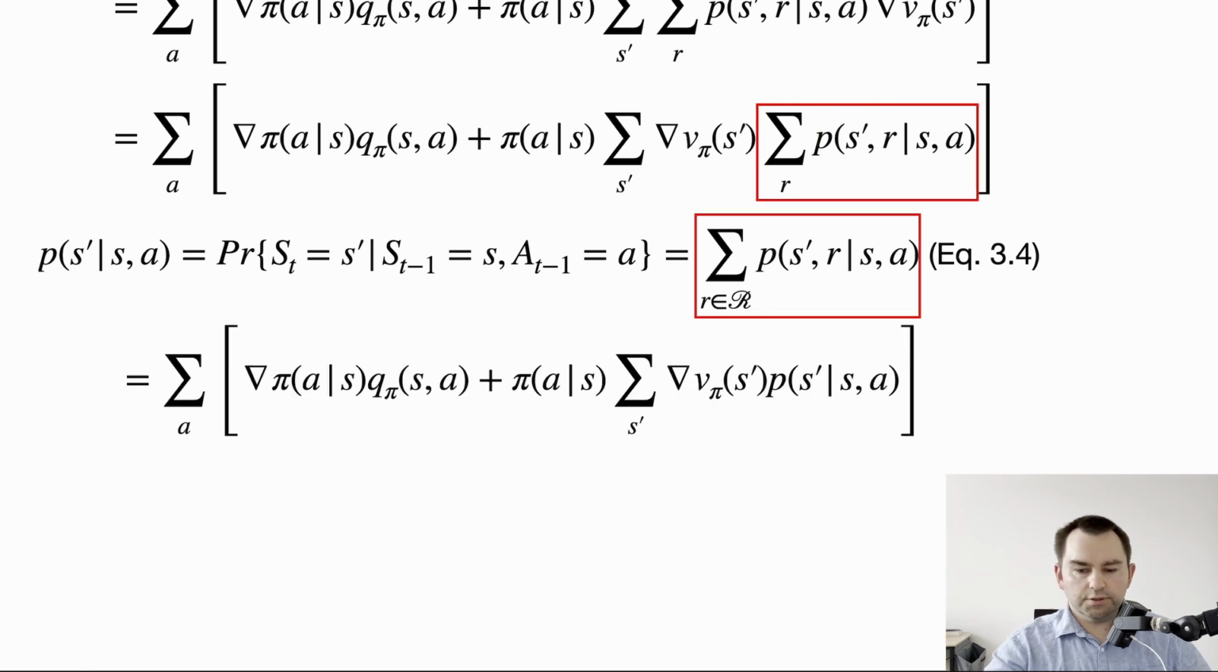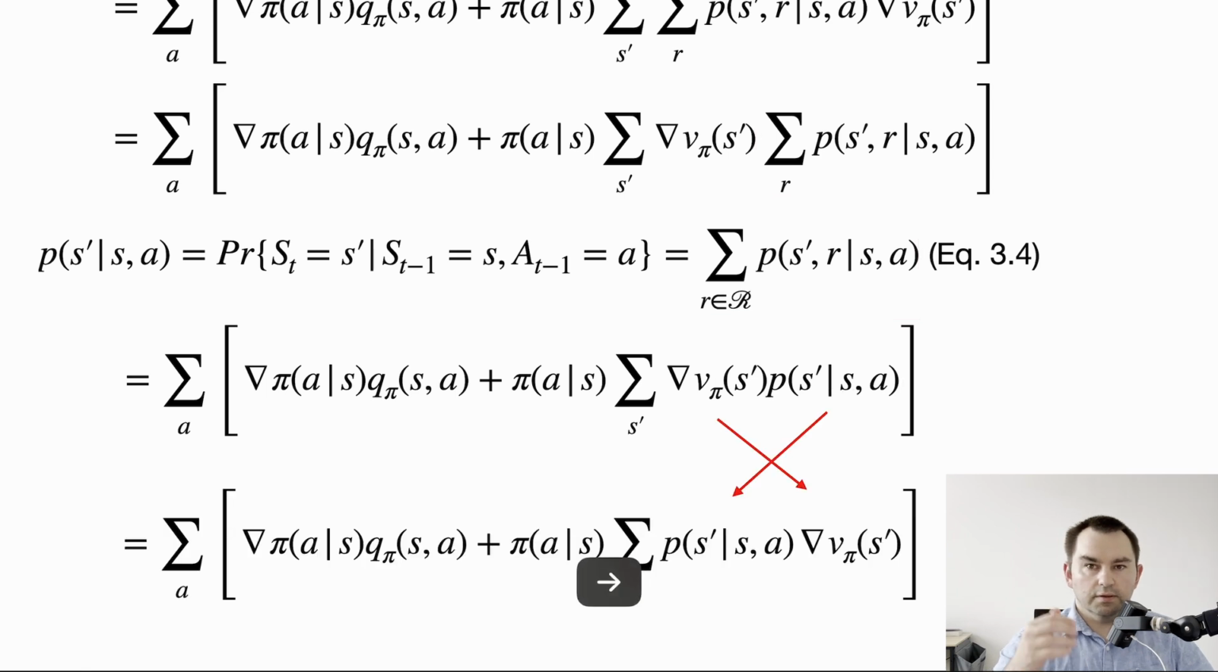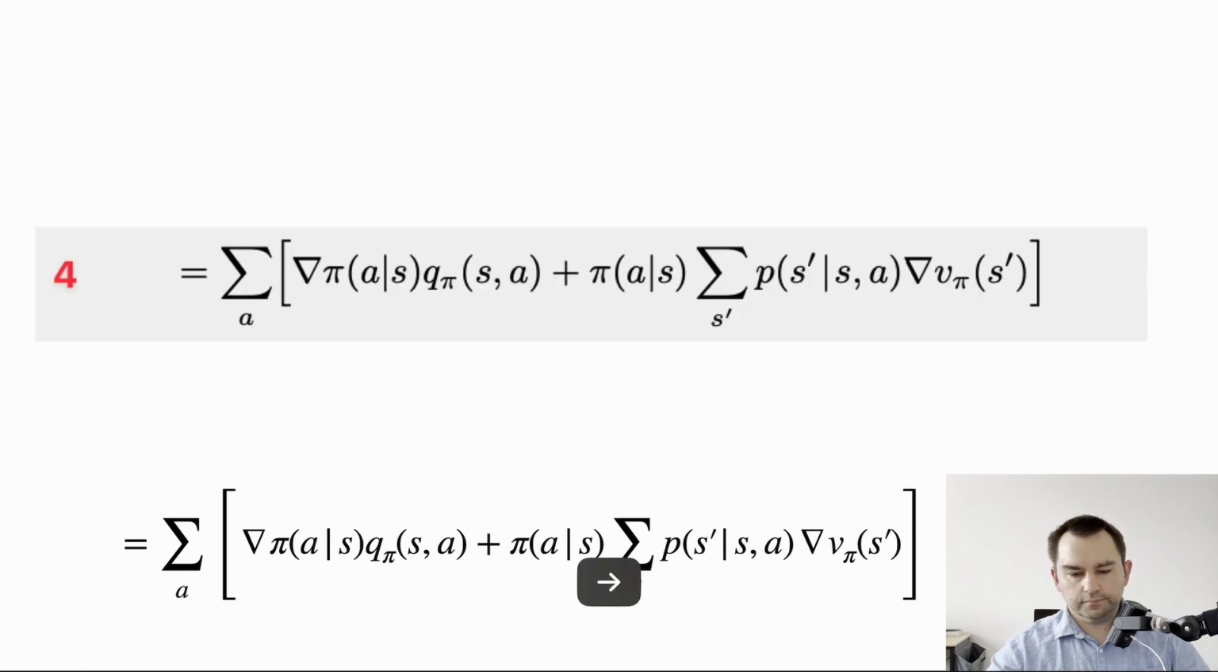All right, now let's apply equation 3.4 to this term. It's a pretty straightforward application where we replace this term with a dynamics function that only involves s prime, s, and a. You can see we got rid of the summation over r, and all we have is p of s prime given s and a. Finally, let's rearrange these two things, just switch places here. First, we'll have the dynamics function p times the gradient of v of s prime. All right, and this is exactly what we had to prove. We have now completed line 4.